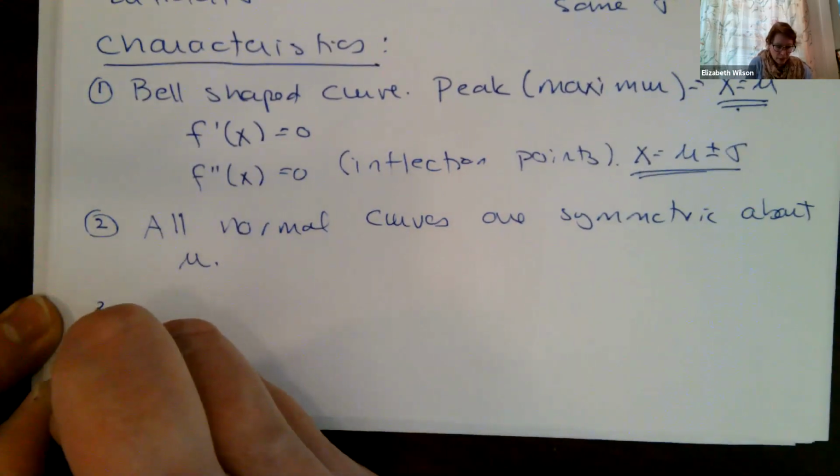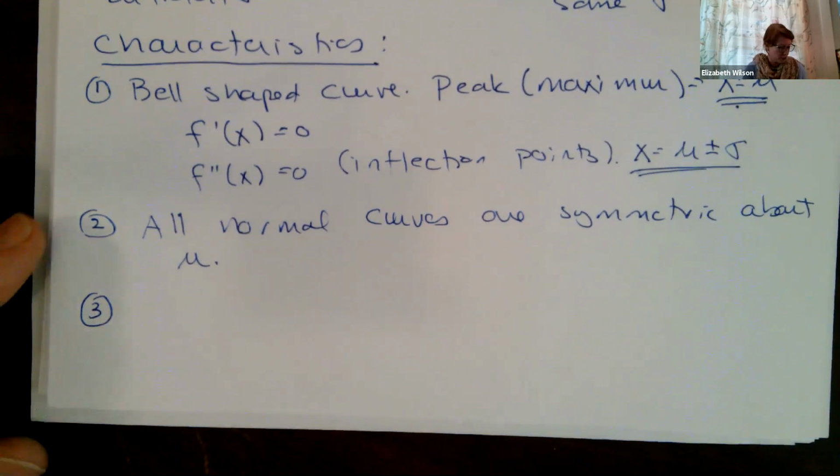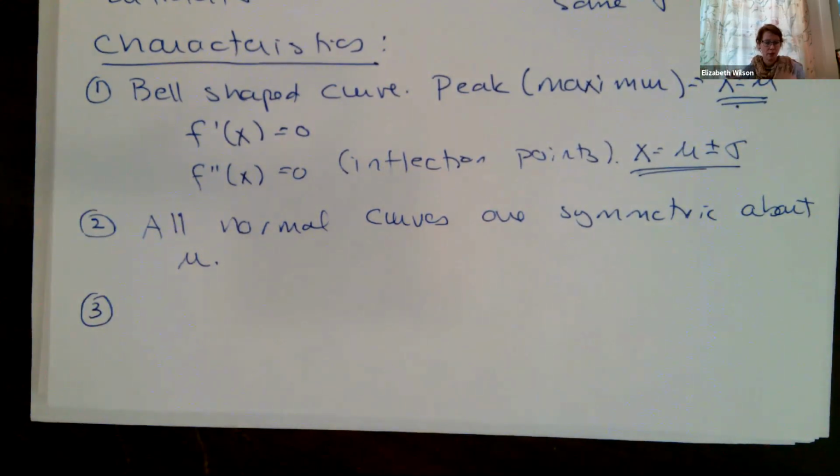Like with all of our probability density functions, the total area underneath this curve is going to sum up to 1.